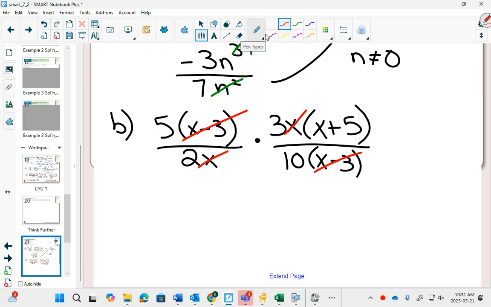Yes? Cancel the 5 and the 10. I'll do that next in purple because it's like canceling, but it's a bit of simplifying, right? So here, I look at 3 over 10, but the 5 and the 10 can reduce to 1 over 2. So I would do that next.